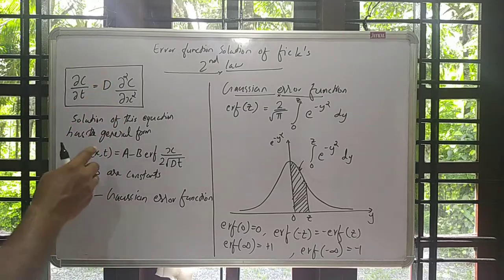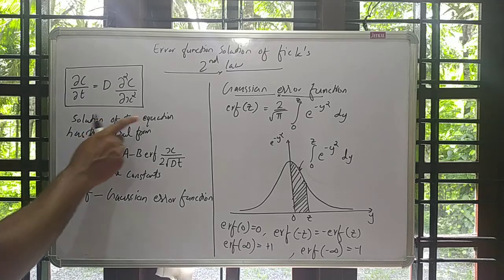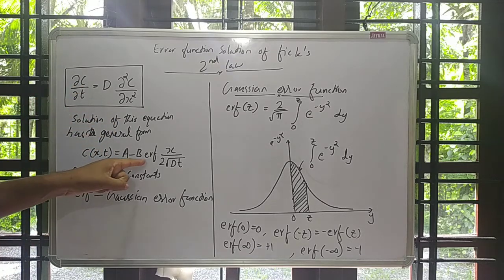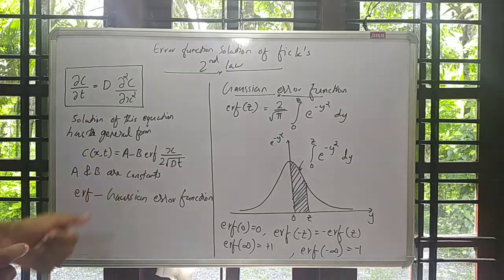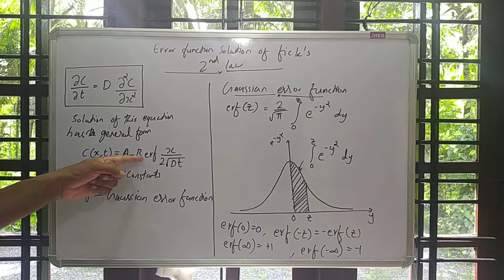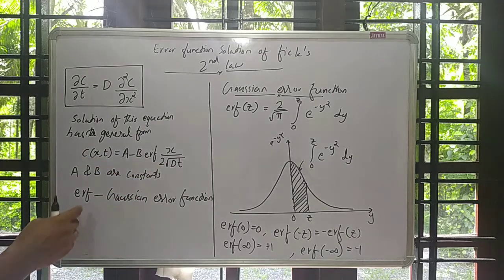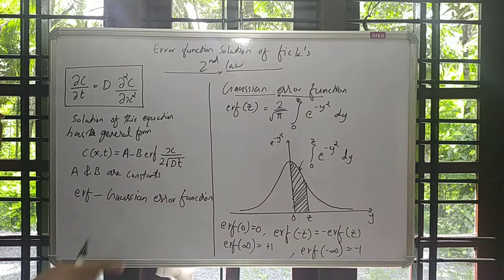This is Fick's second law, dou c by dou t is equal to D dou square c by dou x square. Okay, the solution of this kind of equation has a general form: C is equal to A minus B erf of x over 2 under root Dt. Okay, this A and B are constants. We can find A and B by applying boundary conditions. And erf represents the error function, the Gaussian error function.